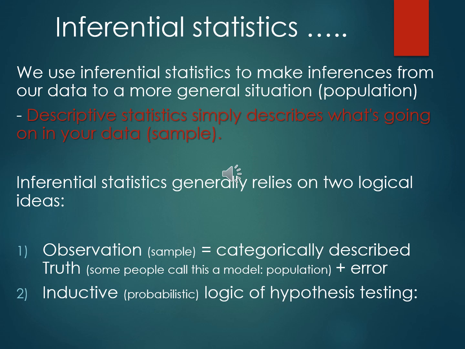Number one, we have an assumption that the observation is the truth plus error. So that's number one. Number two is there are certain relations between observation and underlying truth, which is probabilistic. And both of these things are discussed in the subsequent slides.